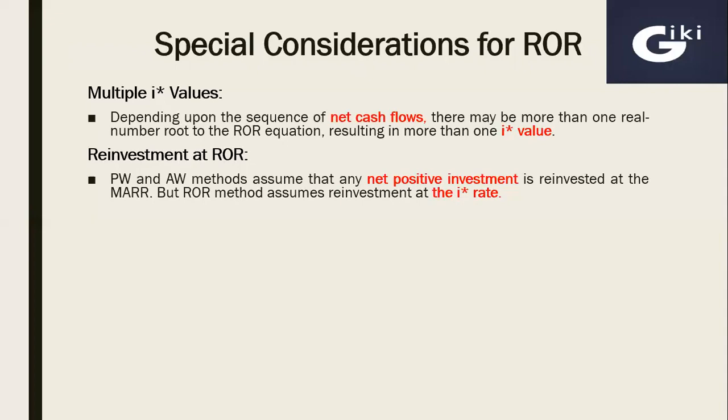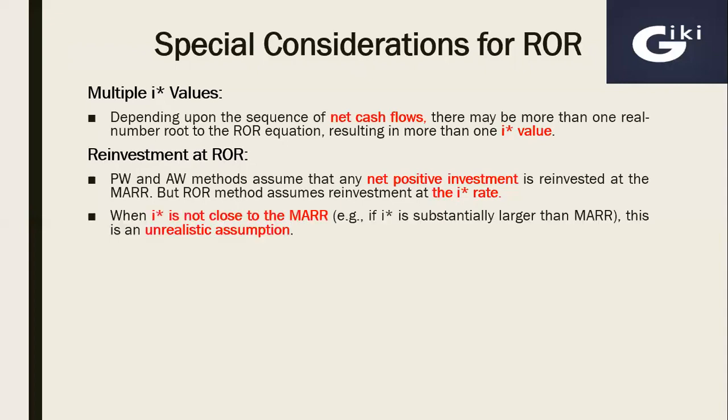It means any additional income left after paying all the expenses should be invested at, or expected to earn, a return equal to the rate of return. When the rate of return is not close to the minimum attractive rate of return, for example, there is a substantial difference between the rate of return and MARR, then this is an unrealistic assumption. In such cases, the rate of return value is not a good basis for decision making.